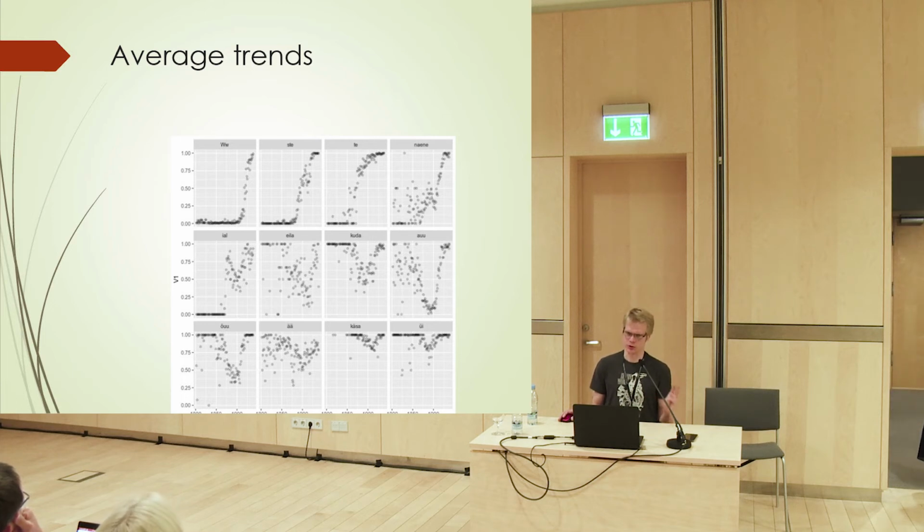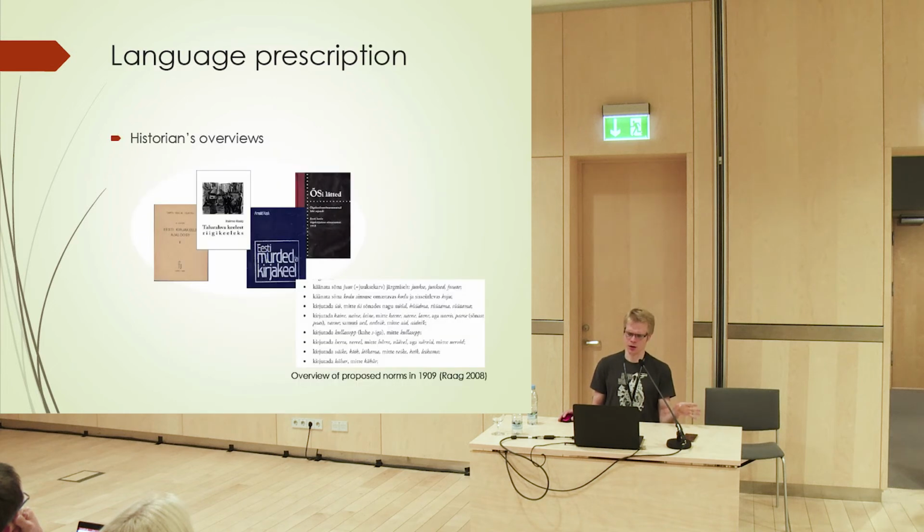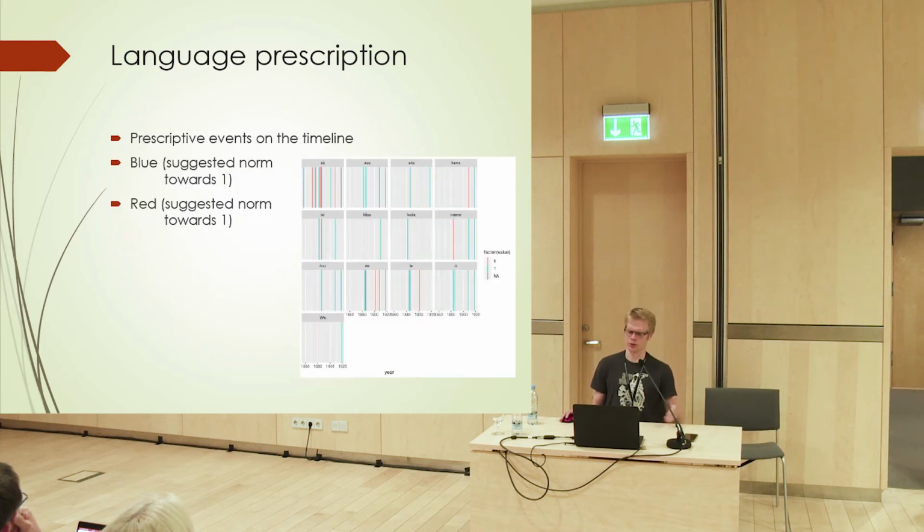When I was talking about grammars, one of my main sources was people who had written about grammars, and they had written up these proposals, these prescriptive dictionaries and newspaper advice that have been made, and they also include these variants. So I collected those and I put those on this timeline, where each blue line is advice given to use the currently modern form, and the red one is advice given to use the archaic form they had at the time.